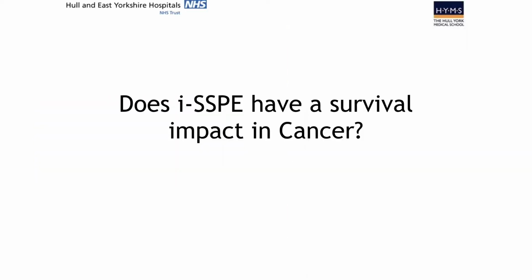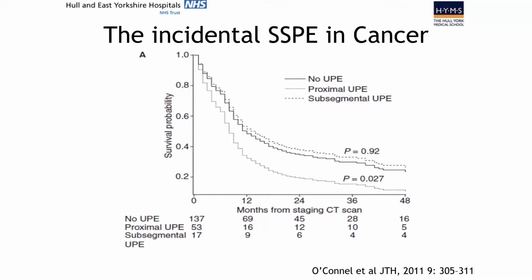Does it have a survival impact in cancer? This is a very interesting study. Again, those same 70 patients that O'Connell has presented against their controls. They identified a small subgroup of subsegmentals, the 24% I said earlier, and they find that they actually live exactly the same as the case-matched control, so no impact compared to the rest of the more proximal pulmonary emboli.